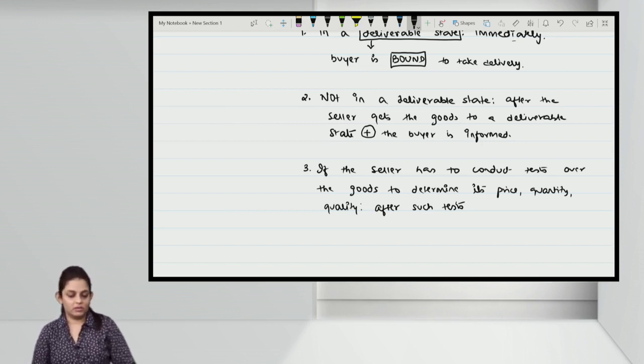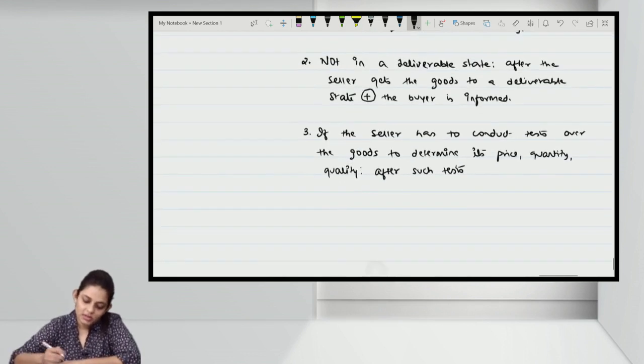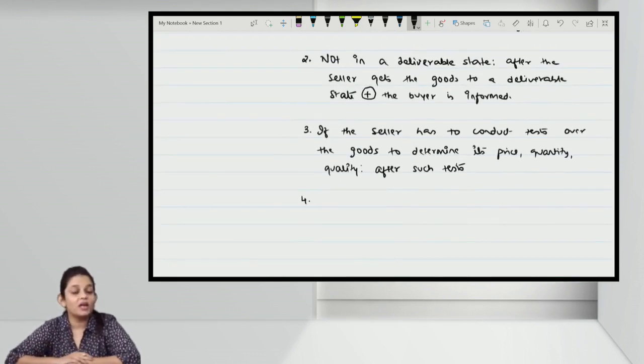Who will bear the loss? Seller, because the ownership is transferred after the test. Is it clear to everyone?